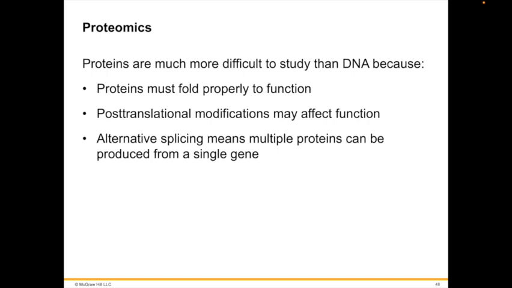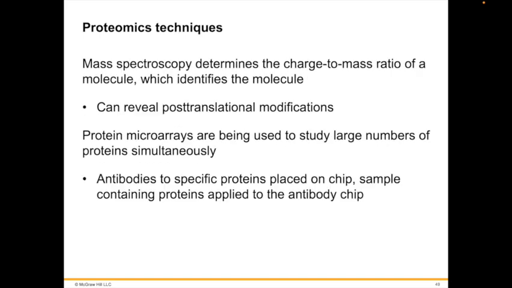Proteomics. Proteins are much more difficult to study than DNA because proteins must fold properly to function. Post-translational modifications may affect function, and alternative splicing means multiple proteins can be produced from a single gene. Proteomic techniques: mass spectroscopy determines the charge-to-mass ratio of a molecule, which identifies it. It can reveal post-translational modifications, and protein microarrays are used to study large numbers of proteins simultaneously. Antibodies to specific proteins are placed on a chip, and a sample containing proteins is applied to the antibody chip.